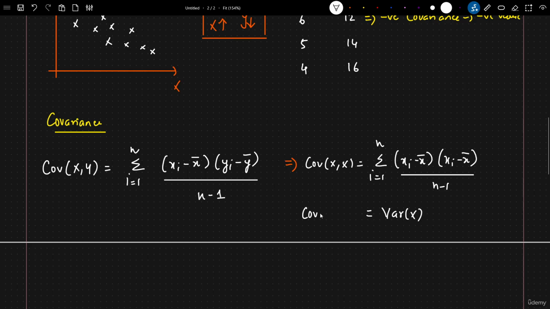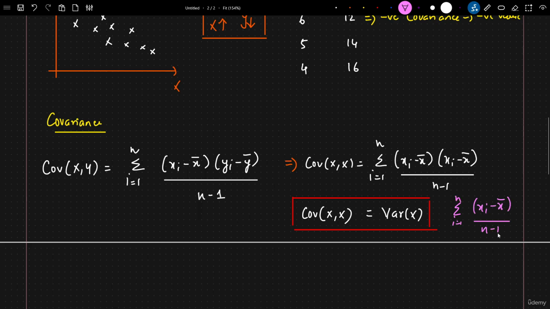So covariance of x comma x is nothing but variance of x. Please try to understand this, okay? And this is what we have actually proved. If you remember, what is this formula? This is nothing but variance of x only, right? How do we write variance of x? Nothing but summation of i is equal to 1 to n, (x of i minus x bar) divided by (n minus 1), whole square, right? This was my variance formula.